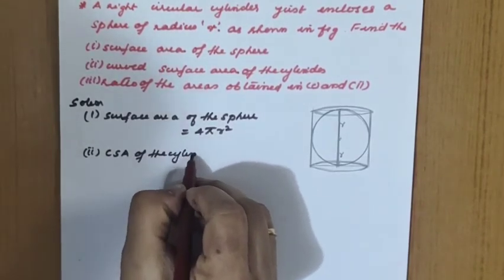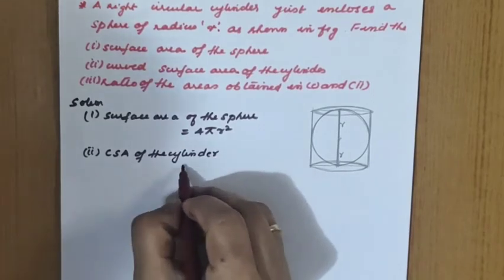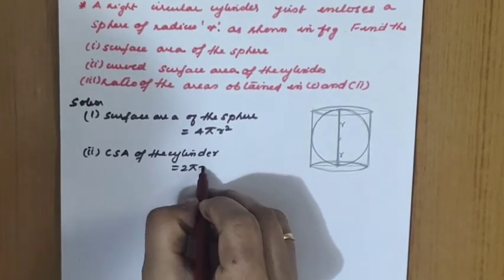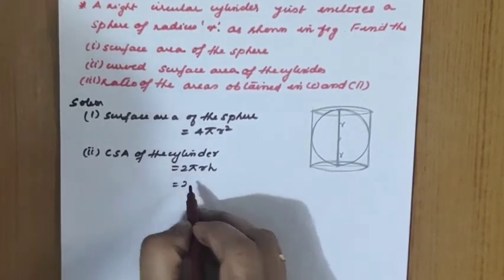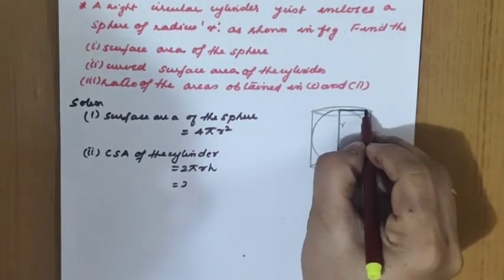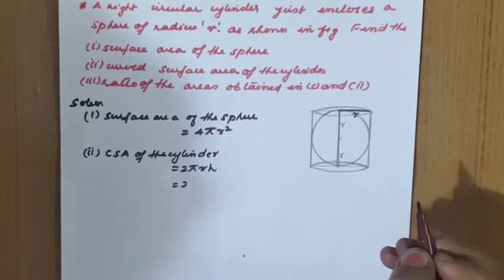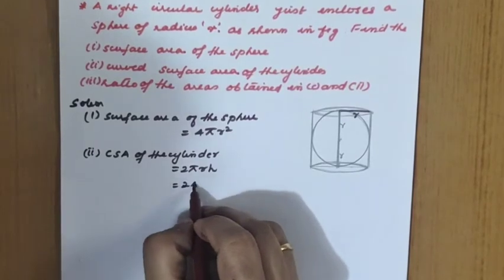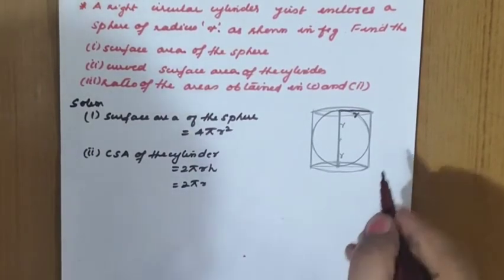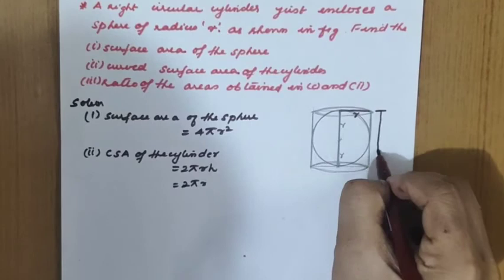CSA of the cylinder means the formula is 2 pi r h, right? So the radius is the same. The cylinder radius here is also equal to r, so 2 pi into r. But what about h? H means from the top to bottom.